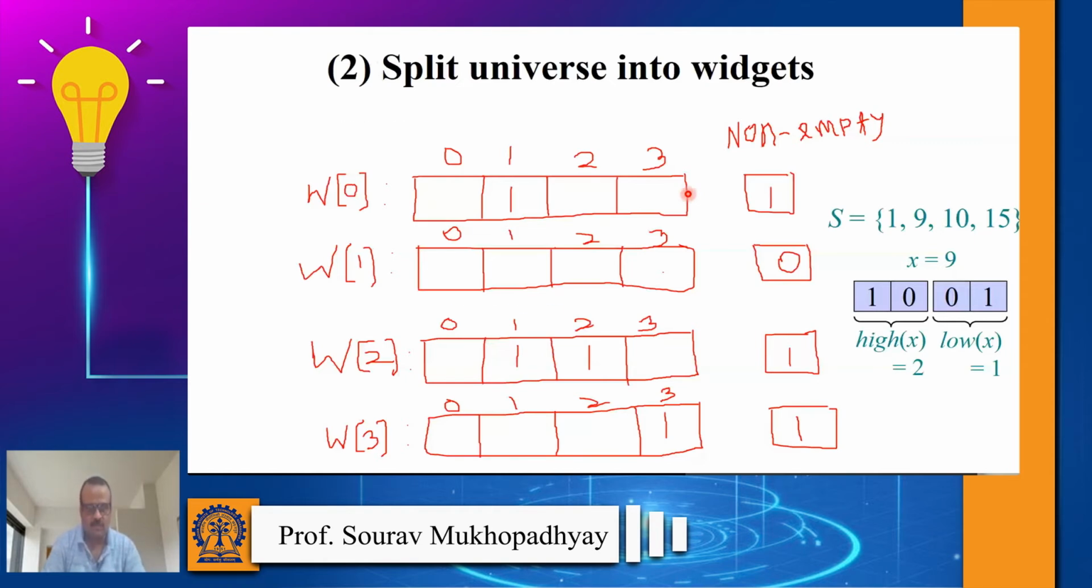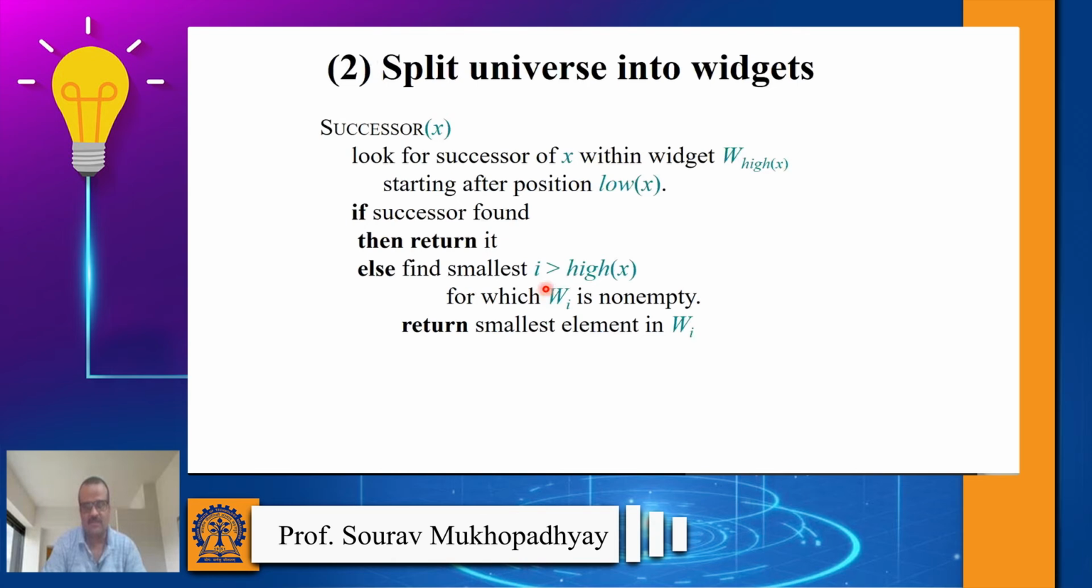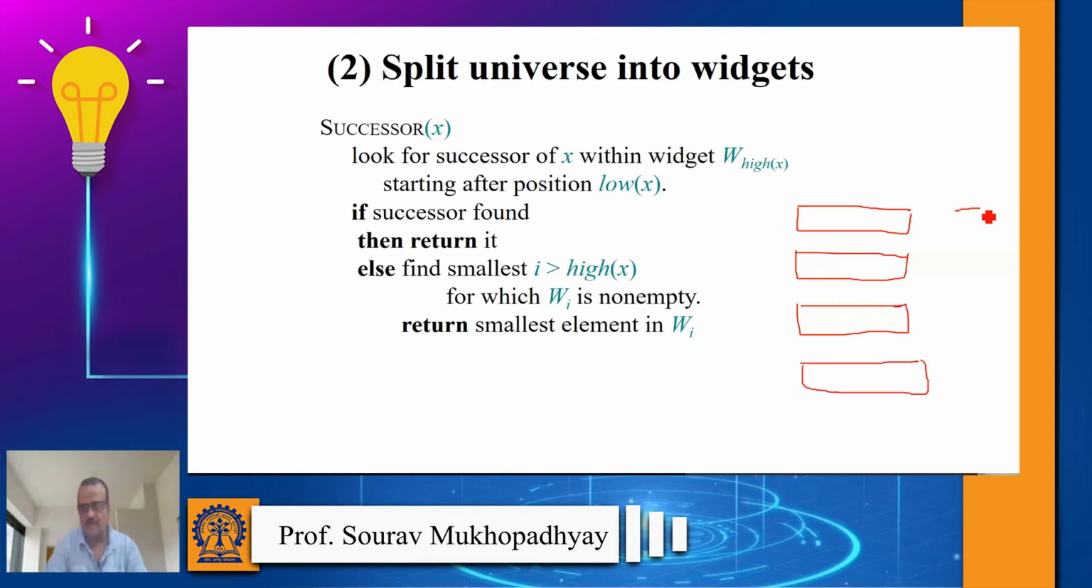then we find the smallest i after this high of x, because we don't know where this x is. So this is our arrangement. We have some 2D blocks. Each of these blocks is of size square root of u, and there are square root of u blocks. And we have another field, also of size square root of u, to indicate whether each block is empty or not.